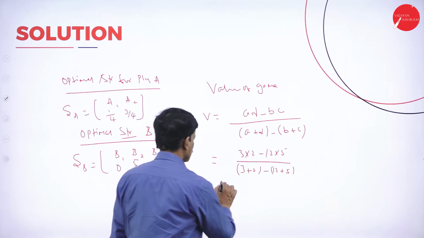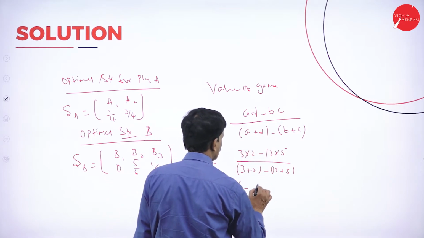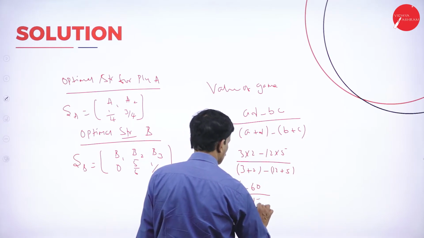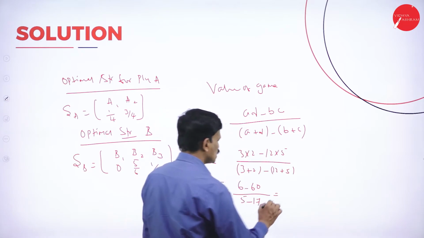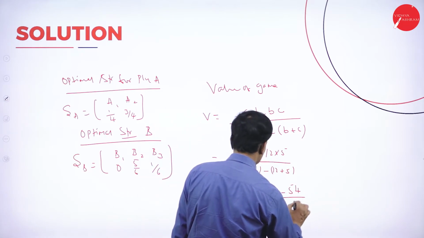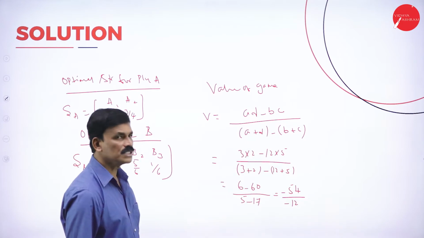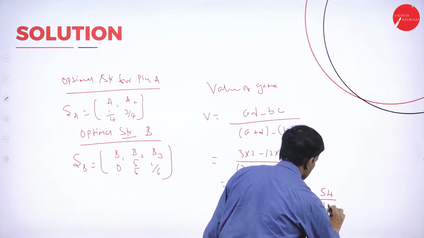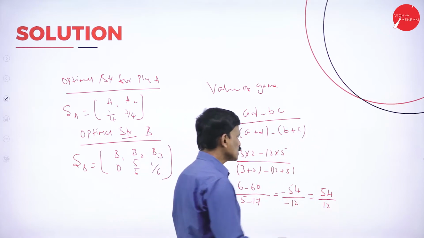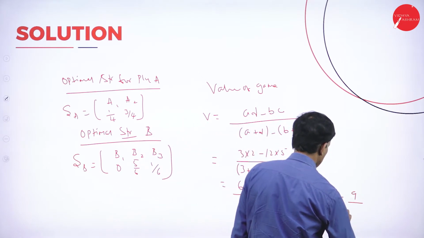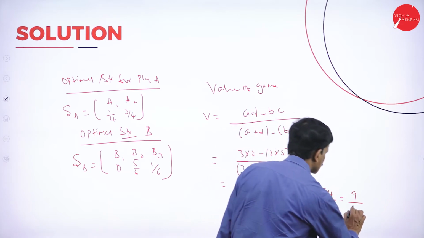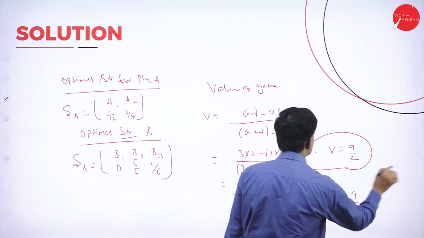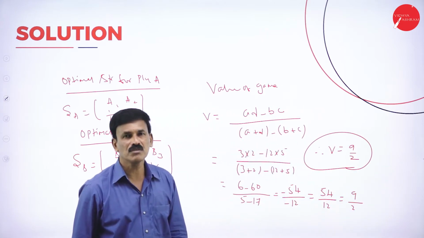Now this is equal to 6 minus 60, since 12 5s are 60, divided by 5 minus 17. So 6 minus 60 is minus 54, divided by minus 12. What is this equal to? 54 by 12. Divide by 6: 9 6s are 54, 2 6s are 12. So the value of the game is equal to 9 by 2. That's it, 9 by 2 is the value of the game.